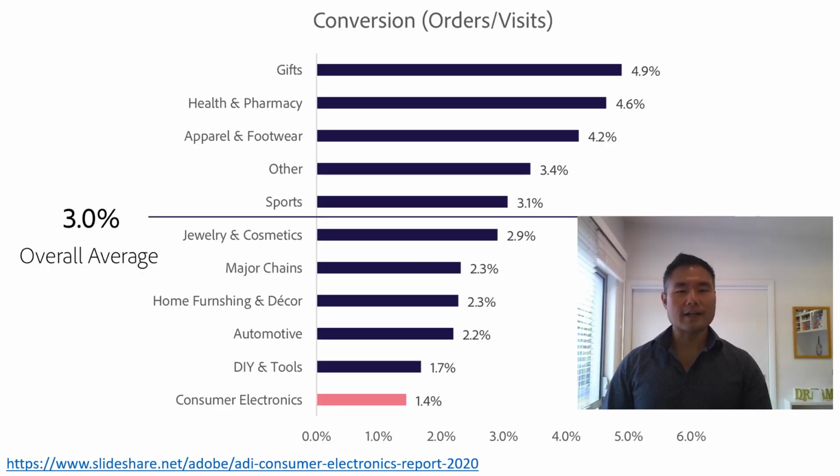Here's some other stats from Adobe. They did a 2020 report on consumer electronics, so as part of their overall report, though, they had this one particular slide, which you can get if you go to that website below, looking at, once again, different sectors or different industries and what the conversion rates are based on online media. So gifts, very high, and that kind of makes sense. So about 5% of people, when they're visiting a website or looking up something online, will convert and buy that gift for that person they're thinking of.